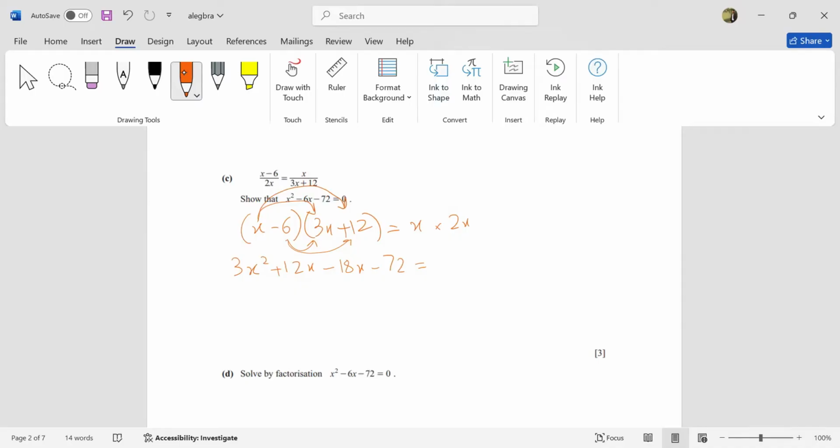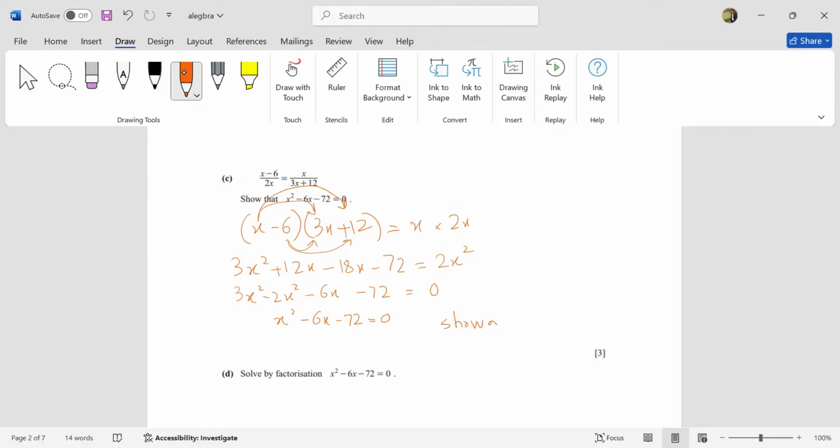Okay. Moving to the right side, 2x into x gives us 2x squared. Now, arranging it in a simplifying way, 3x squared, I am bringing the 2x squared to my left side. 12x minus 18x gives me minus 6x, minus 72. As 2x squared has moved to the left side, so it becomes 0. x squared minus 6x minus 72 equal to 0. Hence, we have shown the equation is proved.